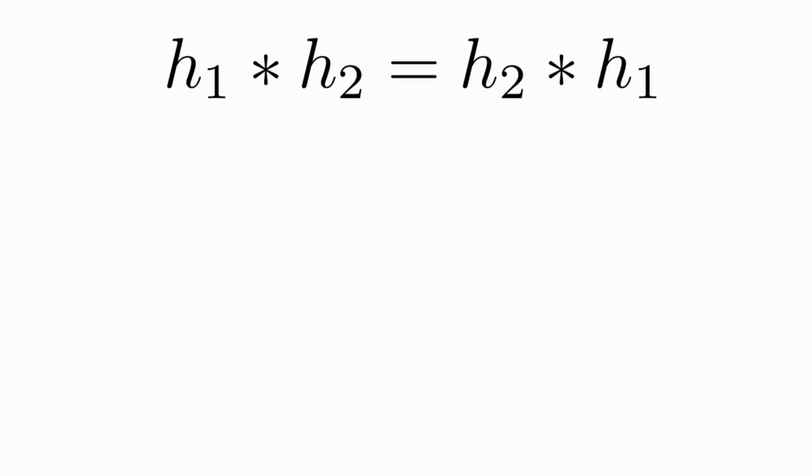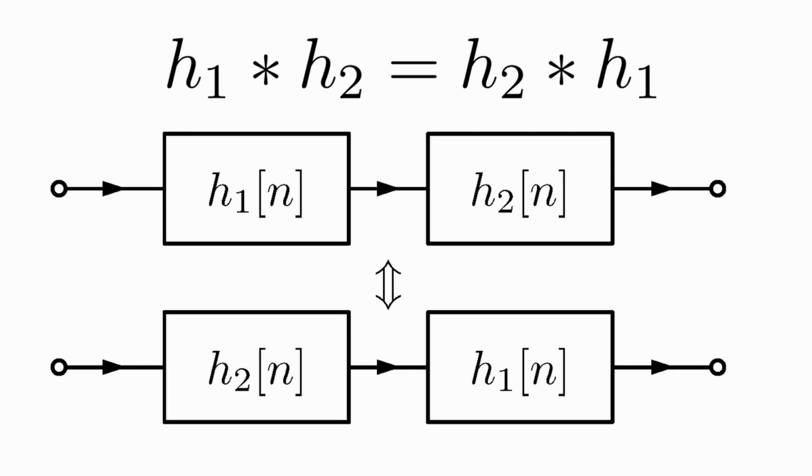Another important interpretation of commutativity is that it makes the ordering of filters in a series irrelevant. So we can freely change the application order of the filters, but the end result will stay the same.